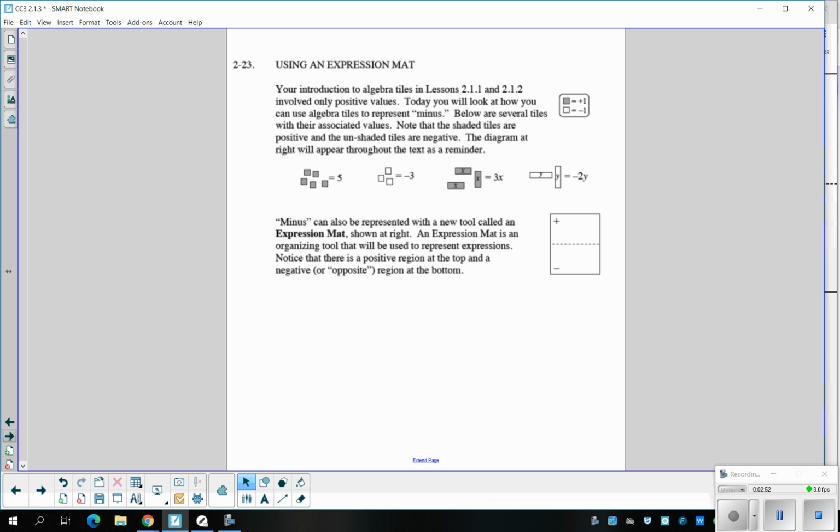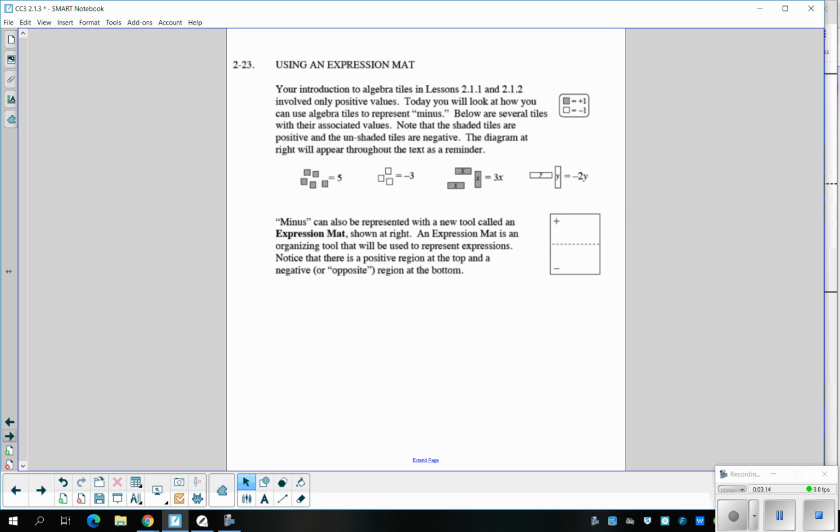So first thing, we haven't used an expression map before, so this is kind of an introduction. We've looked at algebra tiles before. We were just introduced to them in lesson 2.1.1, and we've really only focused on the positive values. So today we're going to be looking at how you can use algebra tiles to represent minus, and there's a few ways to do that.